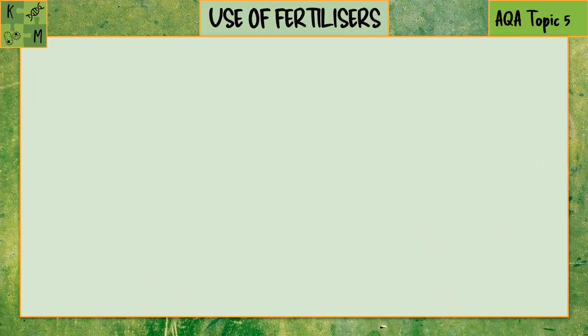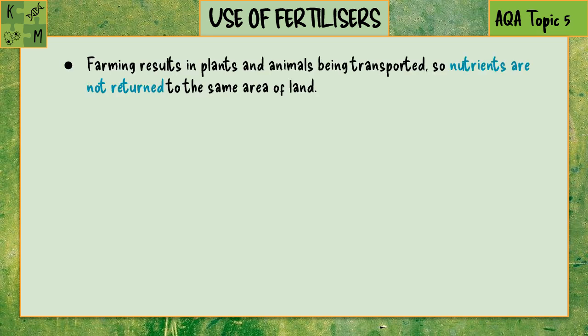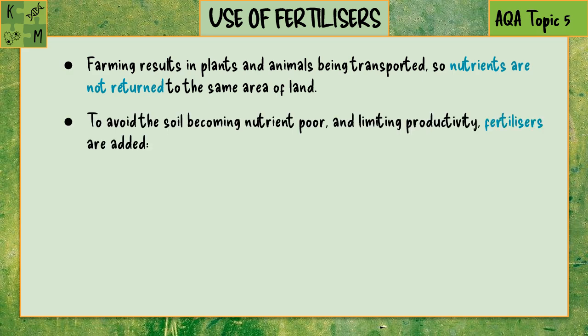Now we come on to the use of fertilisers within farming. So why is this necessary? Well, farming practices result in plants and animals being transported away. So these natural nutrient cycles are interrupted and the nutrients are not returned to the soil. So to avoid the soil becoming nutrient poor, we need to replace those nutrients by using fertilisers.